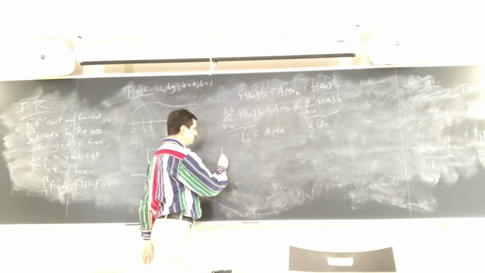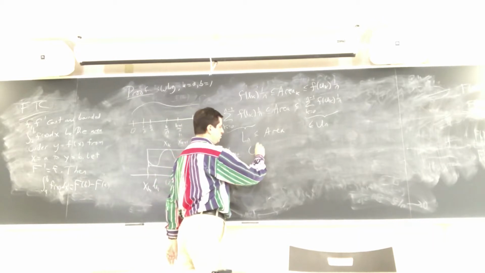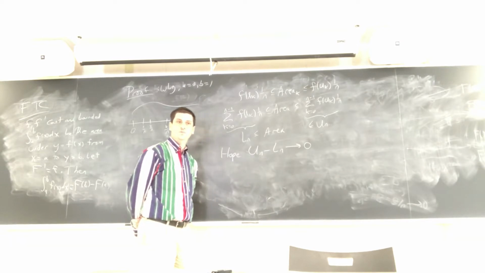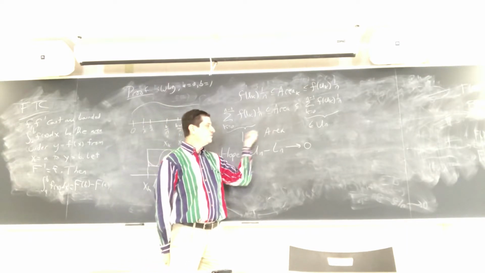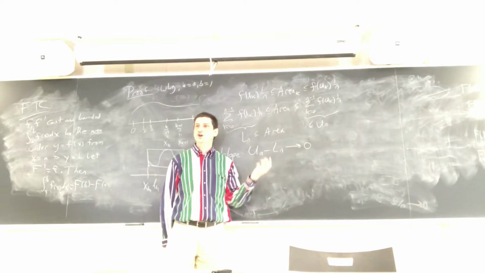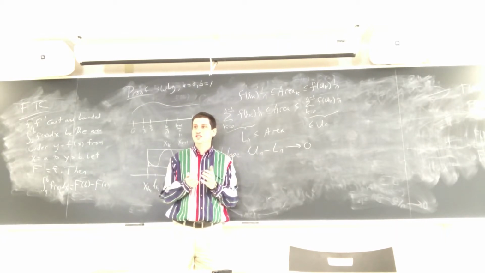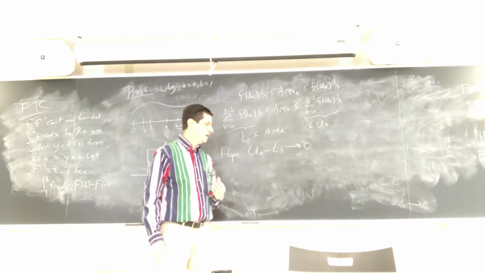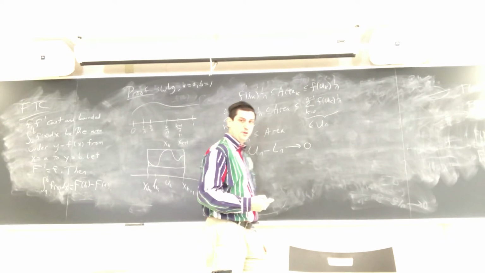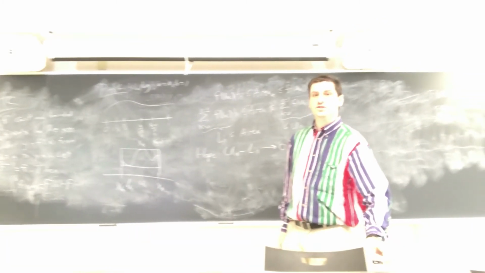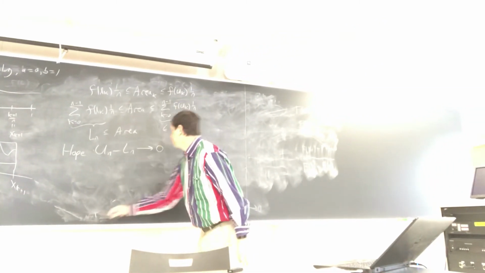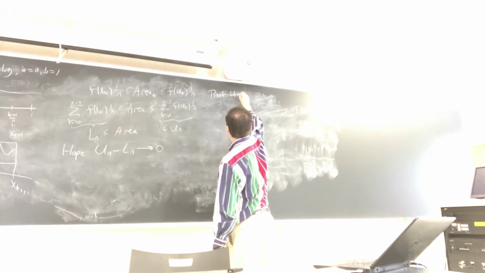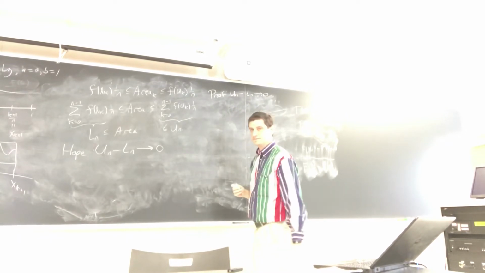So the hope is that un minus ln converges to 0. Because if that's true, well, the area lives between the upper sums and the lower sums. So if the difference between them converges to 0, then each of these must be converging to the true area. So it turns out that this is true. So we will now prove that the upper sum converges to the lower sum. Proof: un minus ln goes to 0.